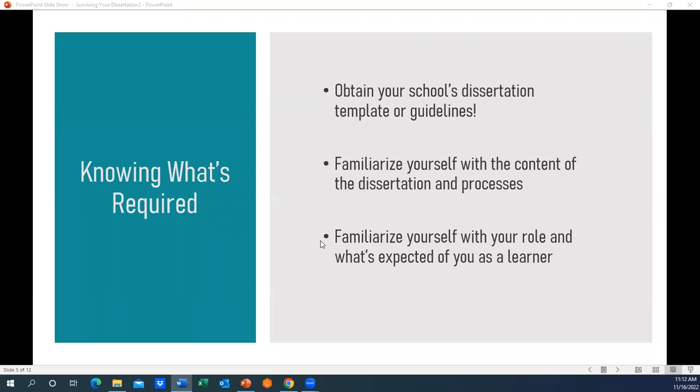Familiarize yourself with the process, like I said earlier, the dissertation process. Familiarize yourself with your role as a learner, and not only your role, but your chair's role and your committee's role. Okay, and sometimes this includes turnaround times and the expectations of reviewers. So schools are different, and some schools may not have hard and fast rules, but they usually have guidelines on what to expect. If you turn something in to your professor, you can expect no more than 2 weeks. So all that's good to know ahead of time, or again, early in the process.